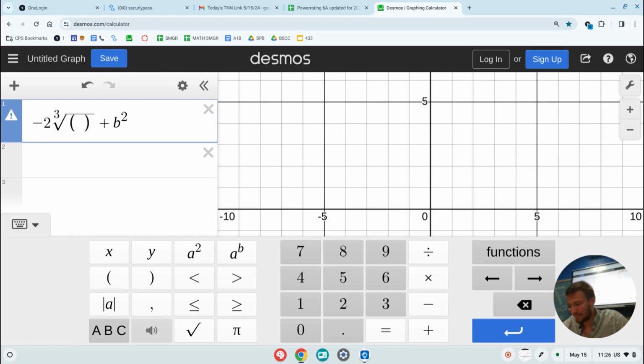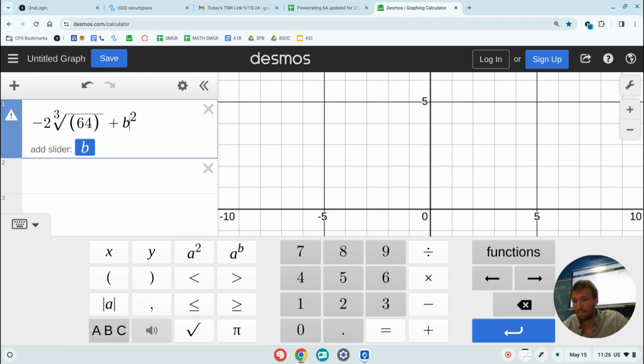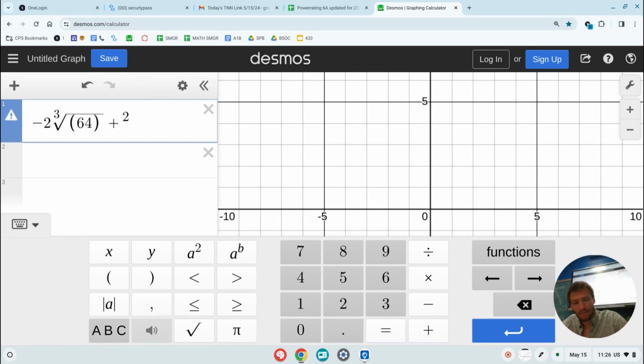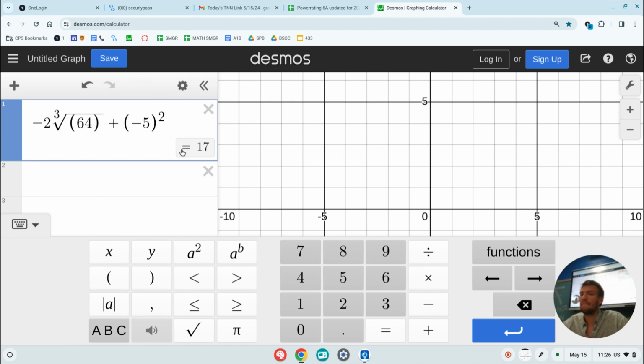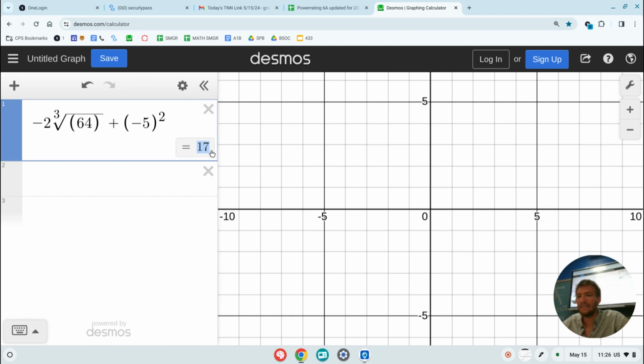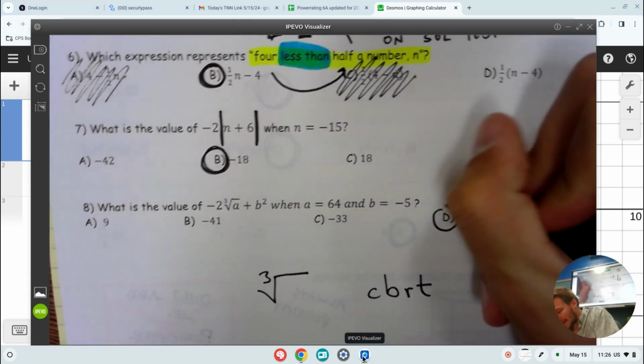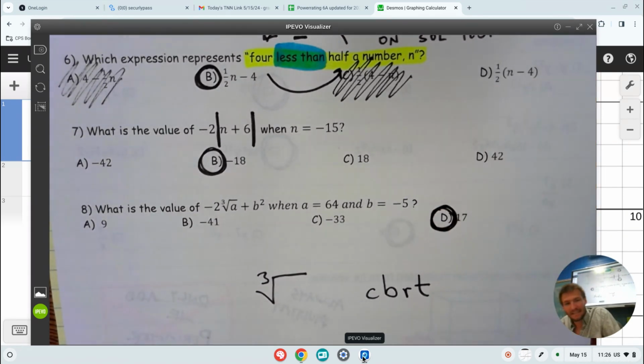And what should A really be? 64. Now I'm going to go to the B. And if I forget my parentheses, backspace -5, I get -33. But if I do a backspace parentheses and then I put a -5, I'm getting a +17. The answer is +17. That's why I say get those parentheses in there.